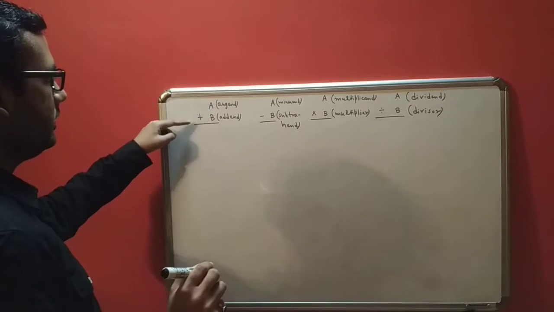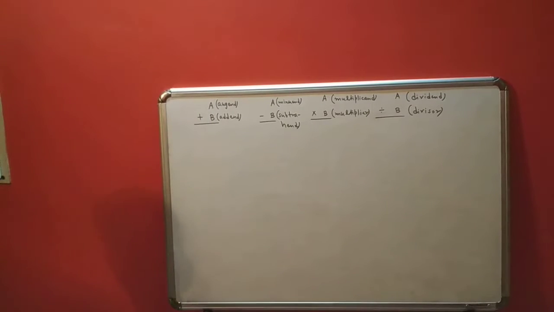So, augend, addend, minuend, subtrahend. Let's just look at the names. For addition, we have augend and addend. For subtraction, we have minuend and subtrahend. For multiplication, we have multiplicand and multiplier. And finally, for division, we have dividend and divisor.